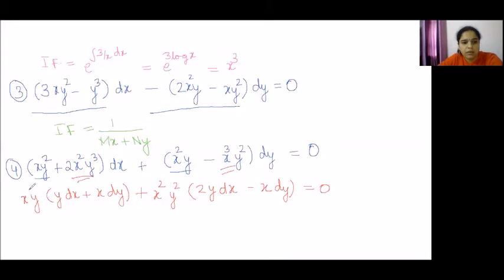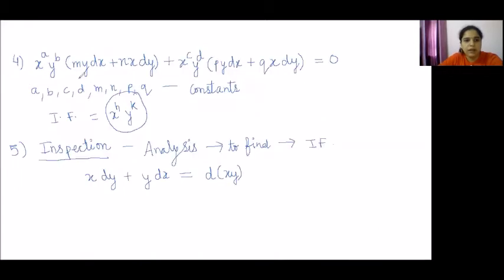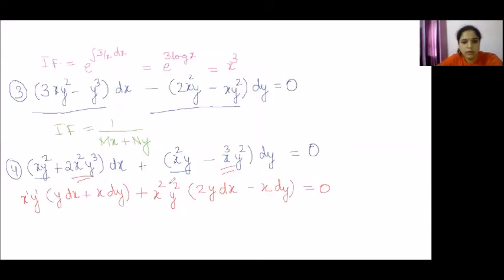Now you can see a is 1, x raised to power a, y raised to power b. A is 1, b is 1, m is 1, n is 1. What is this a, b, m, n? You can check here: m, n, a, b. These are the constants. Again coming to our problem, this is c, this is d, this is p, p y dx, and what is q? Q is minus 1, q x dy equal to 0.